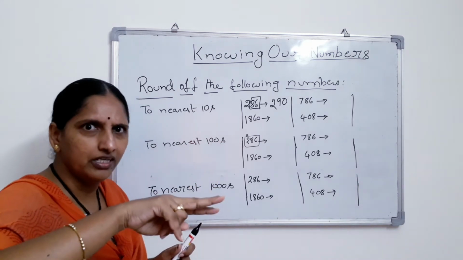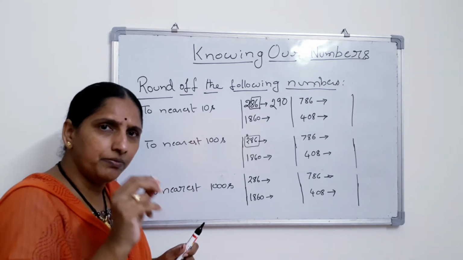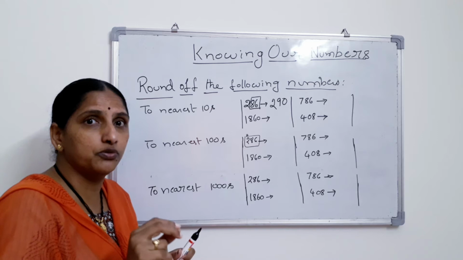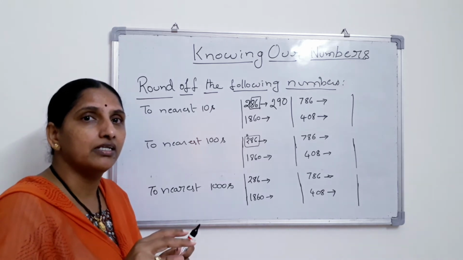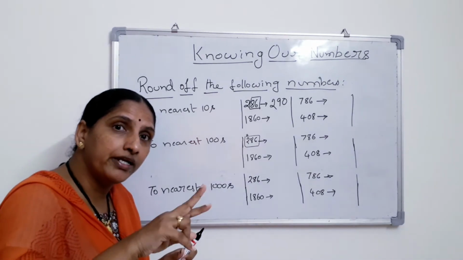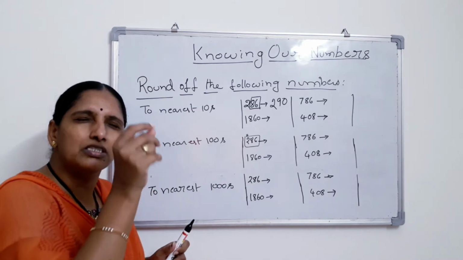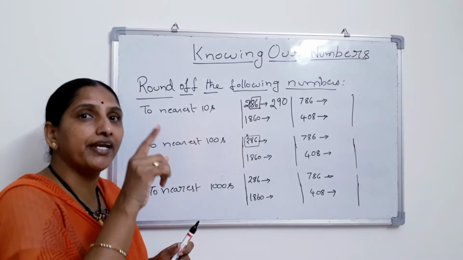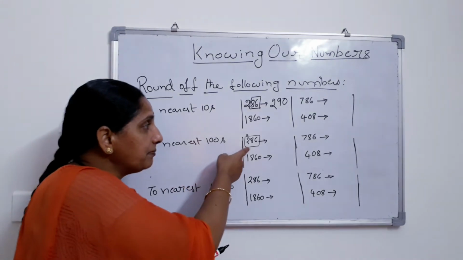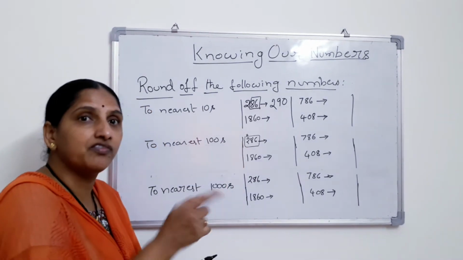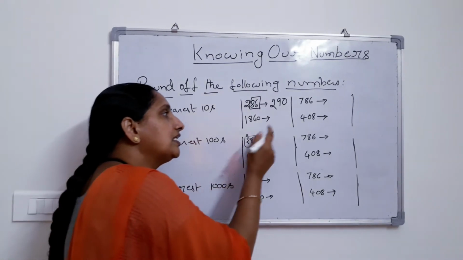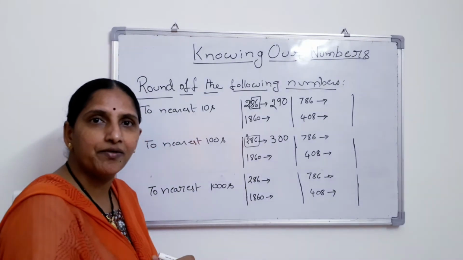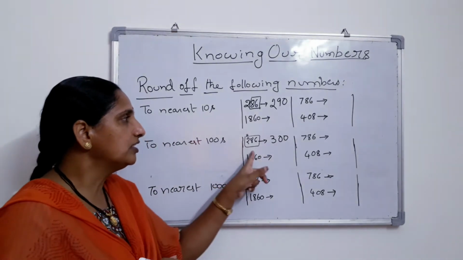Are you taking a pen and paper in your hand and trying to solve along with me? You have to. Then only you will be able to understand. So it lies between 200 and 300. What is the midpoint between 200 and 300? Yes, 250. Now this number is greater than 250, so it is nearing 300.